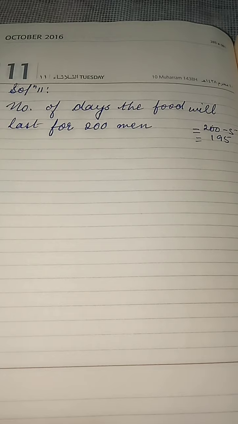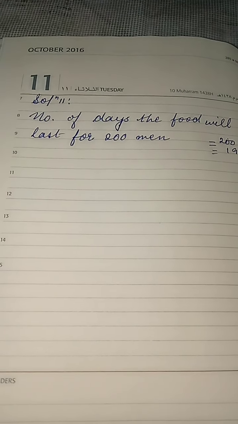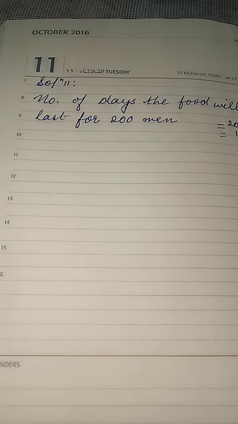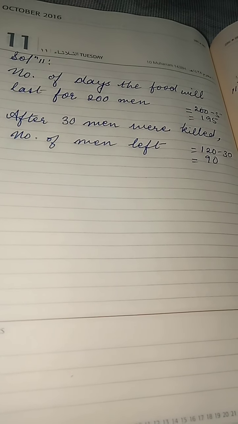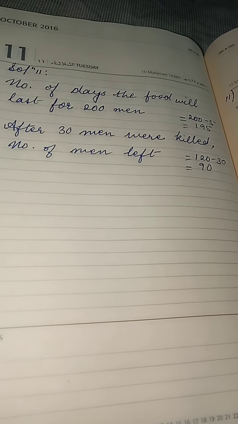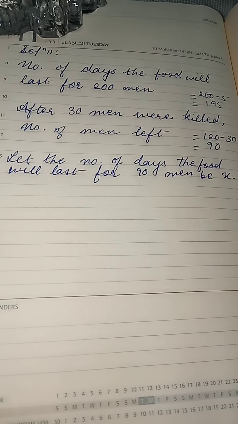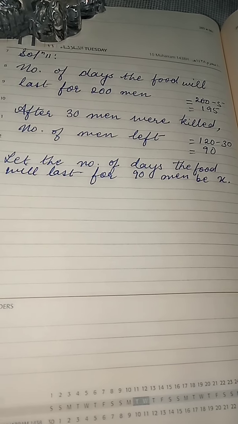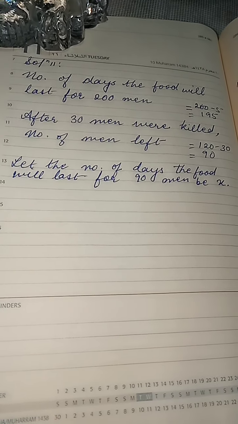See, now the next step: we'll write, after 30 men were killed, the number of men left is equal to 120 minus 30, which is 90. Now we are going to write the number of days the food will last for 90 men. That's what we have to find out. Correct. So let the number of days the food will last for 90 men be x.